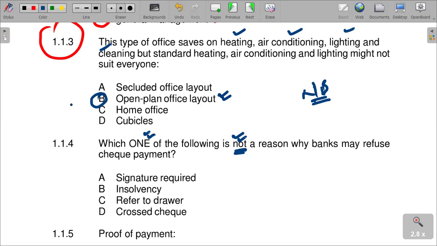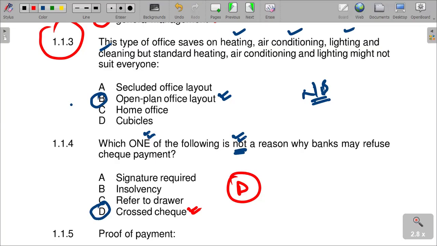Amongst the options, we have signature required, insolvency, whereby we are talking about an account holder having no money, refer to drawer, and cross the check. We are saying a crossed check is not a reason why banks may refuse check payment, which is D. Number 4.